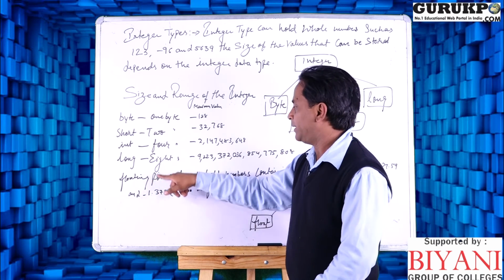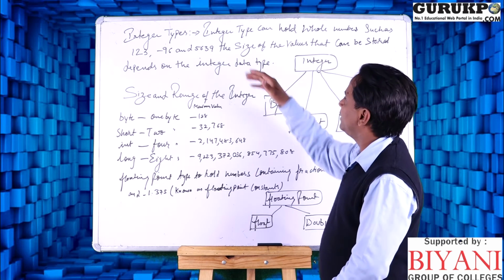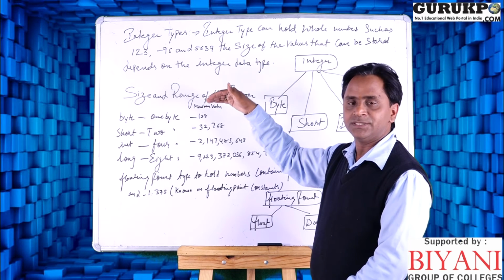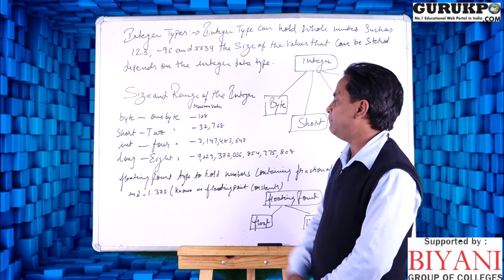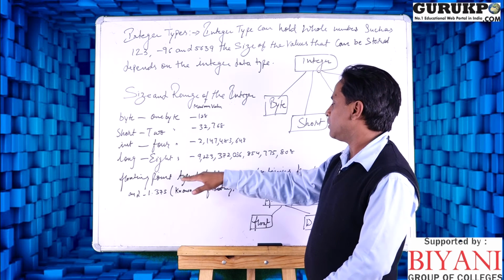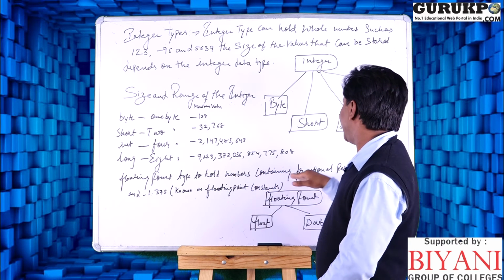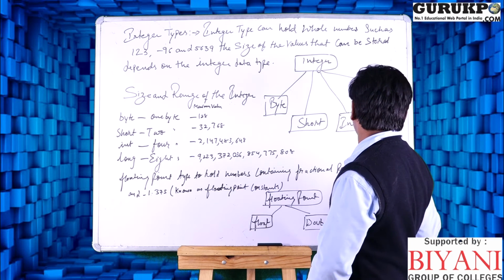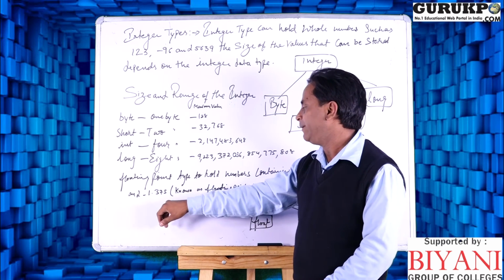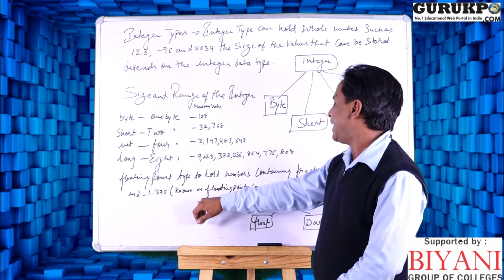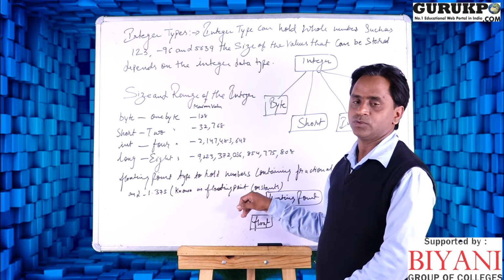Next is floating point. After the integer data type, we discuss the floating point data type. Floating point data types hold numbers containing fractional parts such as 27.59 and -1.375. These are also known as floating point constants.